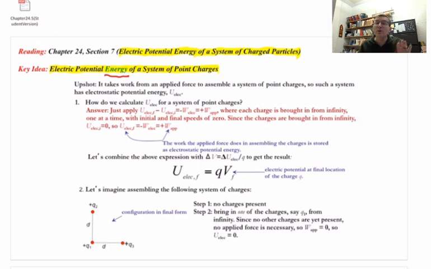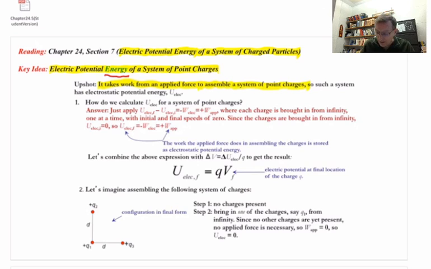And just like you do work when you compress a spring, and that results in stored energy, when you do work on charged particles, that results in stored energy, U electric. And we want to be able to calculate that. Because if we store it, then we can get it back later. Just like if we compress a spring, we can get that energy out by letting it relax and letting it make something move.